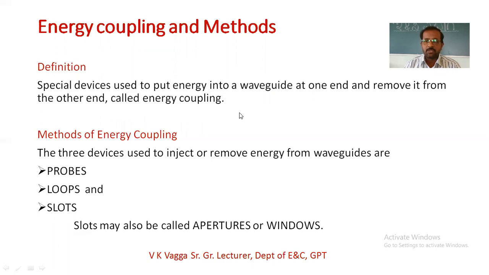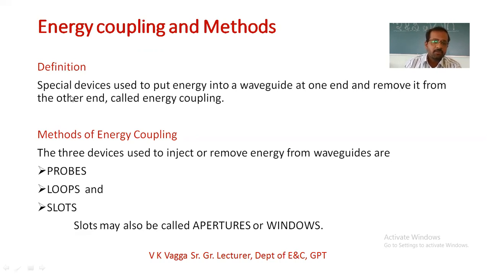Now there are two pipes. When connecting two pipes, we use a coupler there. The energy is input from one end, and the energy is taken from the other end. In order to interconnect any type of special device, to input the energy into the waveguide and to take the energy from the waveguide, is called energy coupling.